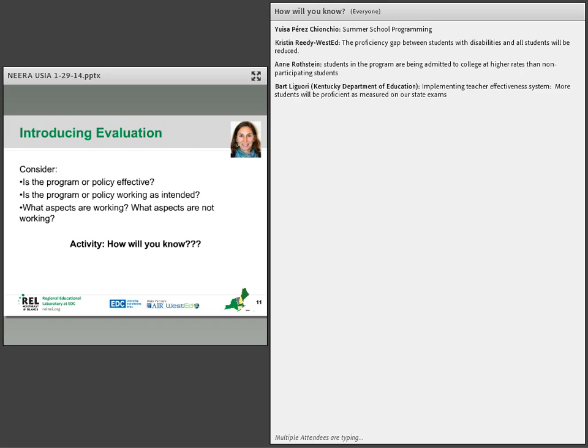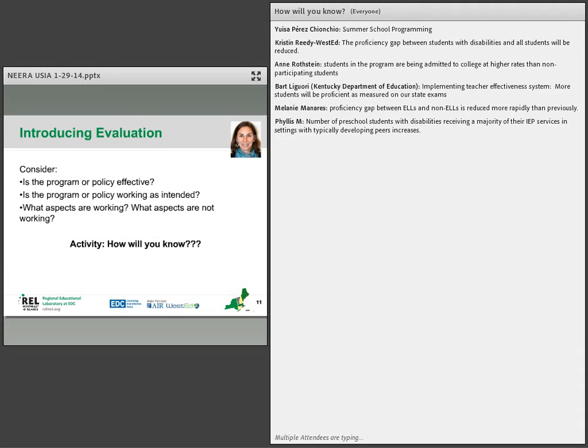I see here one from Kristen Reedy, that the proficiency gap between students with disabilities and all students will be reduced. So that's a very concrete evidence of a success of a program. Students in the program are being admitted to college at higher rates than non-participating students, so that must be a program about building college readiness.